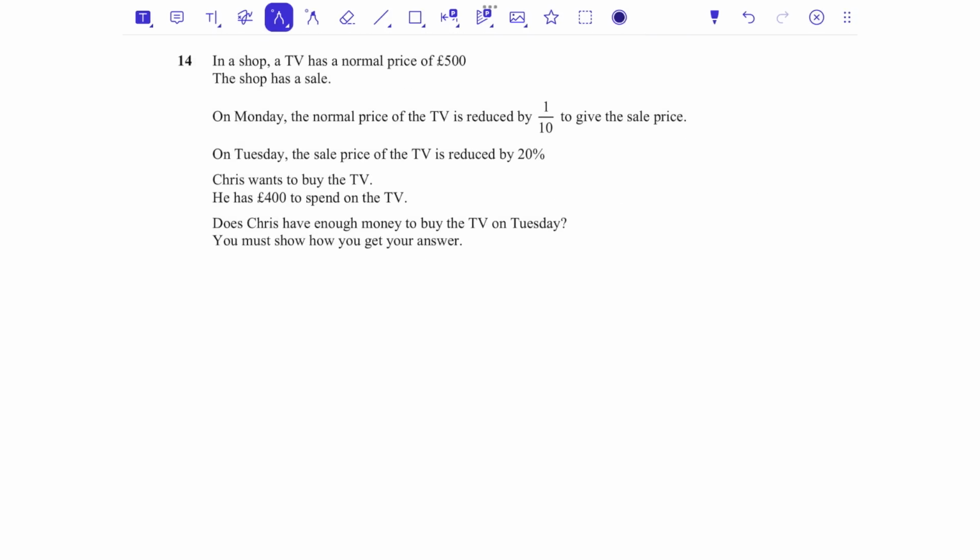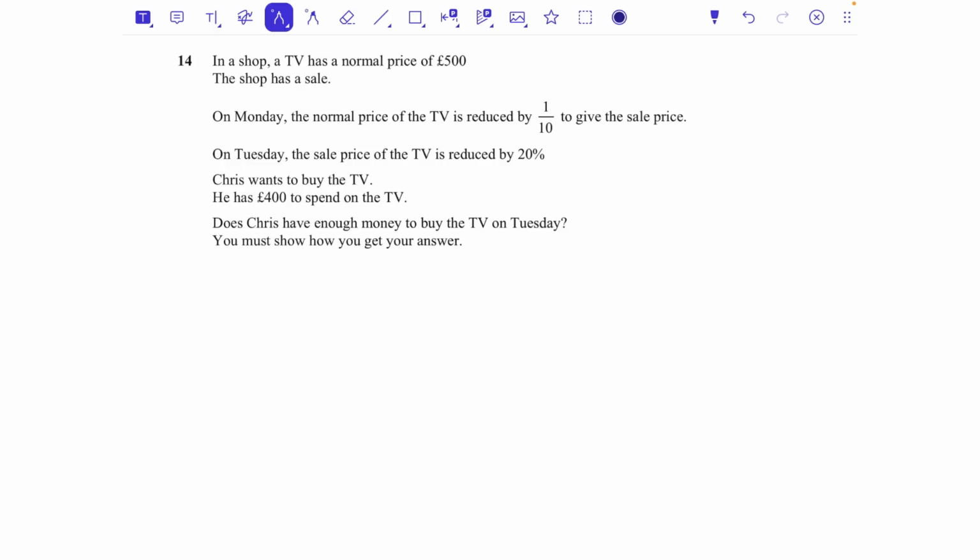In a shop, a TV has a price of £500. The shop has a sale. On Monday, the normal price of the TV is reduced by 1/10 to give the sale price. On Tuesday, the sale price of the TV is reduced by 20%. Chris wants to buy the TV. He has £400 to spend on the TV. Does Chris have enough money to buy the TV on Tuesday? You must show how you get your answer.